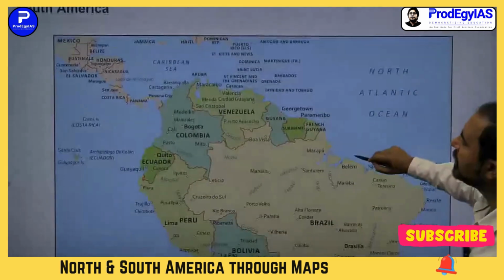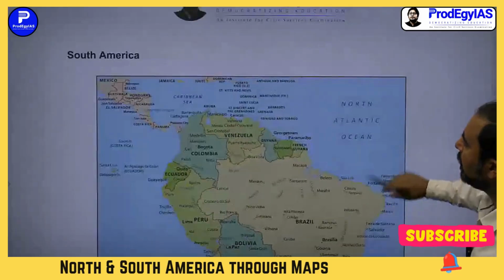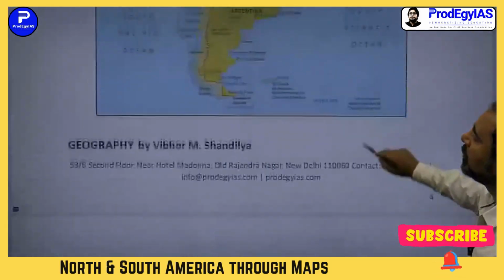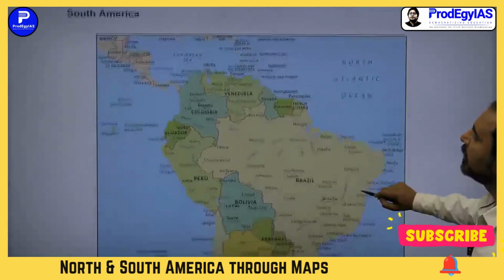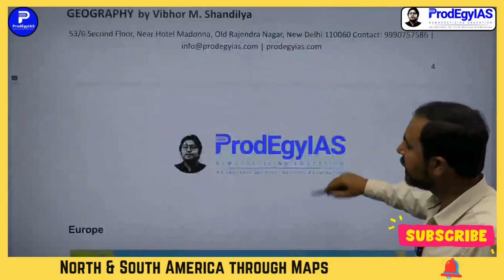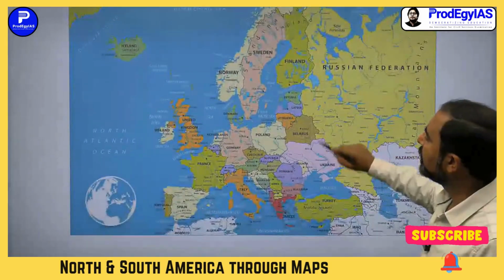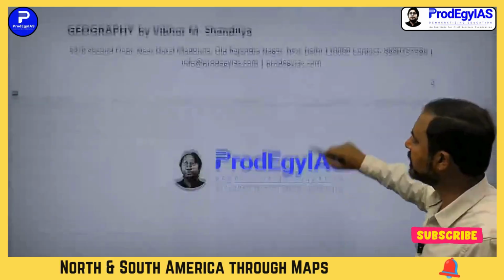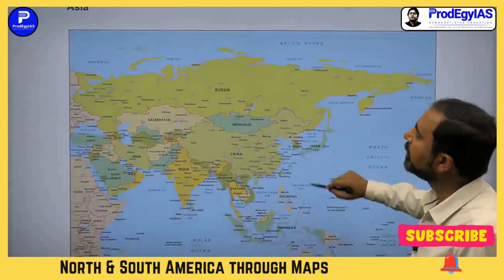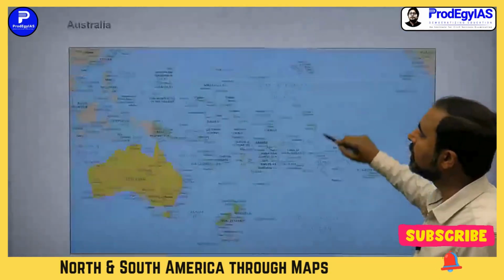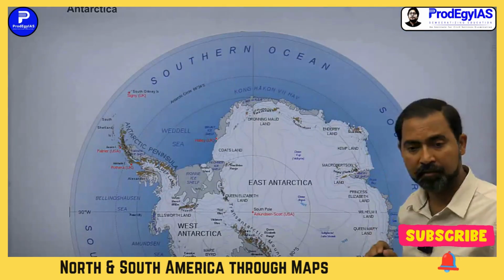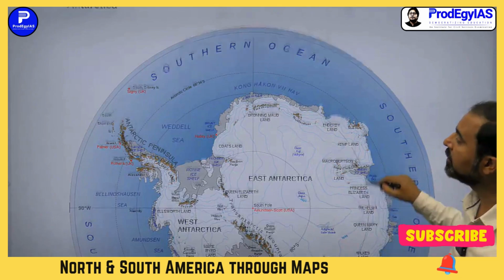One by one we'll see. They are all the maps of all the continents, right? To have a broad glance, like this one North America, this is South America. We'll discuss them separately, okay? In different classes, right? This is Europe, this is Africa, this is Asia, then this is Australia, right? This is Antarctica. So all the 7 continents are there.